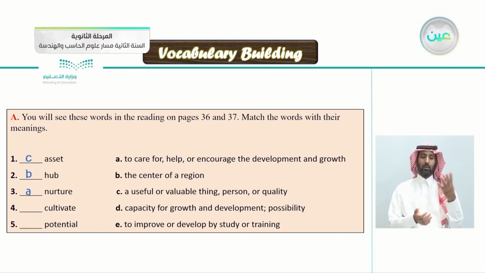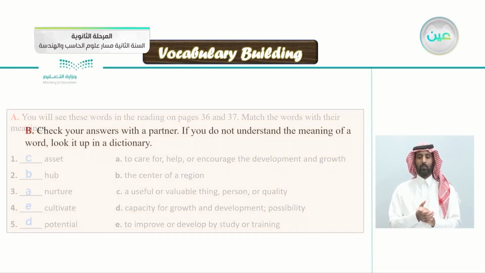Number 4, to cultivate. The word cultivate, what does it mean? Let's check the answer here. It's E. Cultivate, to improve or develop by study or training. It was used also with children. So in the context, it means to improve the children and develop them by studying or training. Number 5, potential, of course, it's D, the capacity for growth and development, or the possibility in the future. So you can say the possibility.